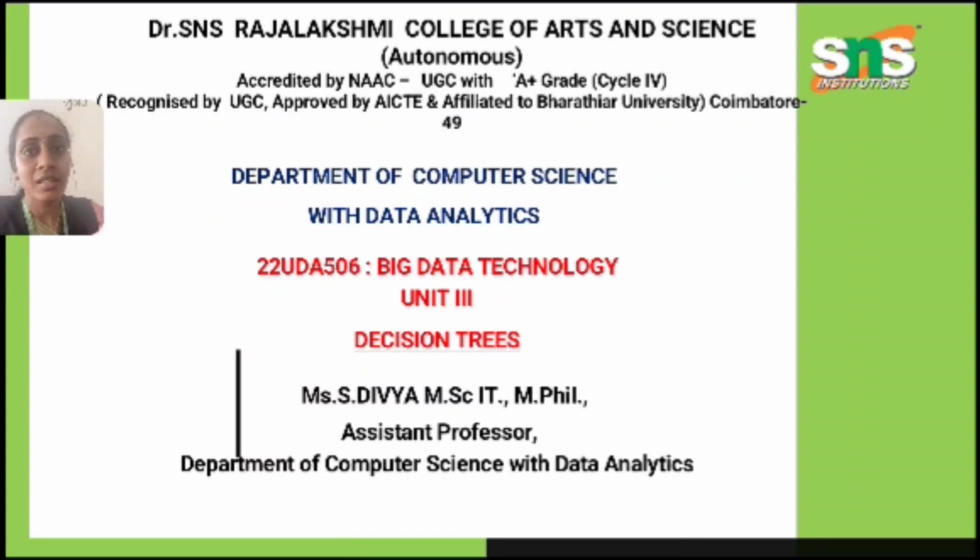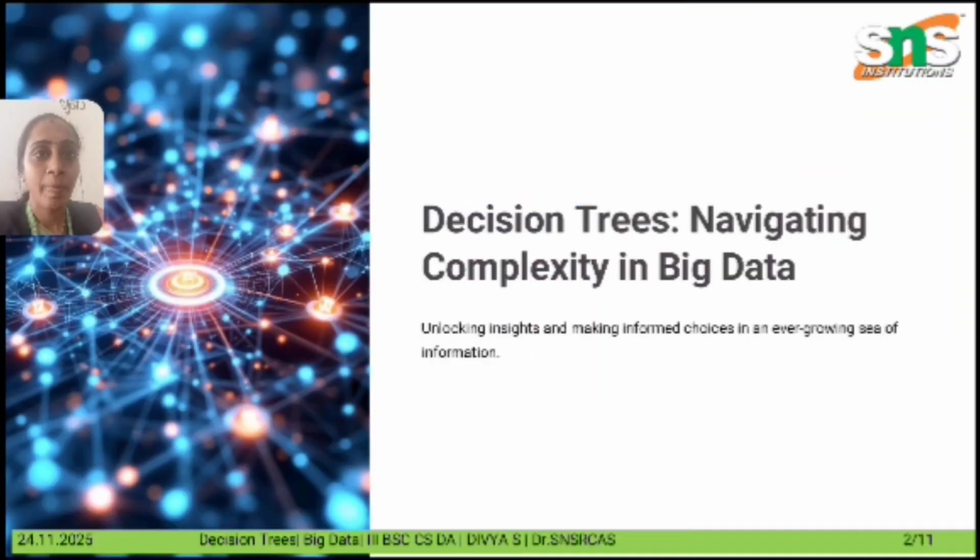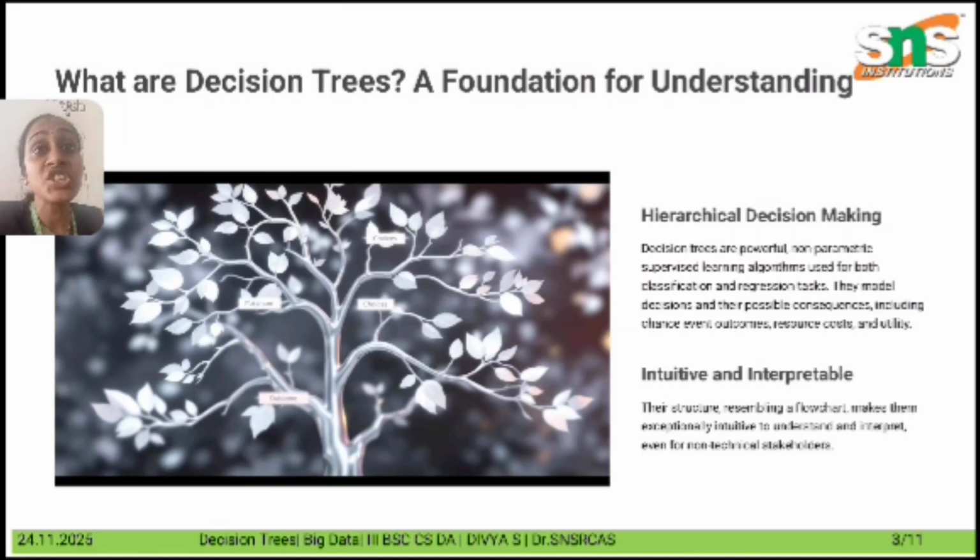So in today's class, we're going to discuss the decision tree concept in big data technology. First, what is complexity in big data when we are navigating the concepts in decision trees? It is unlocking the insights and making informed choices in an ever-growing sea of information, which is the major point here. Next, what are decision trees, and the foundation for understanding?